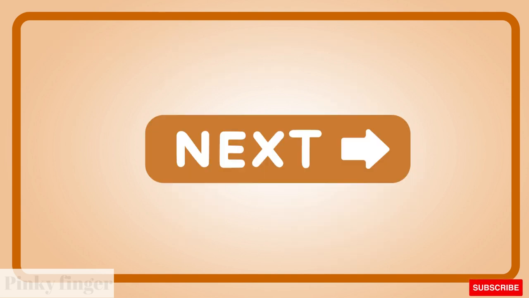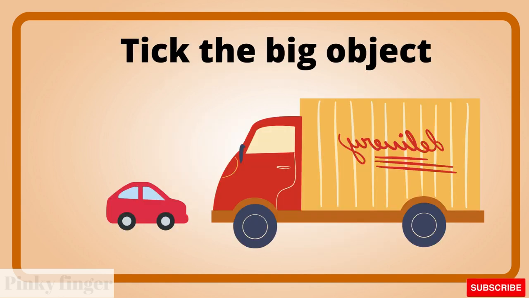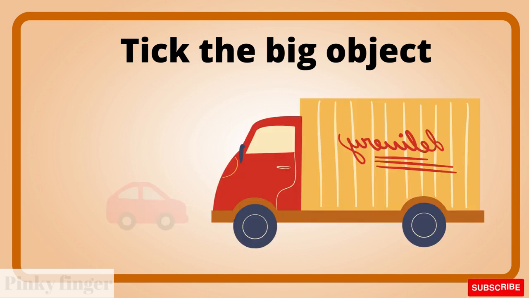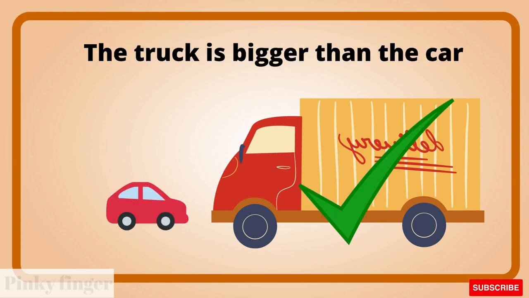We'll go to the next one. Tick the big object. Which one is big? Is that car or the truck? Yes, you are right. The truck is bigger than the car.